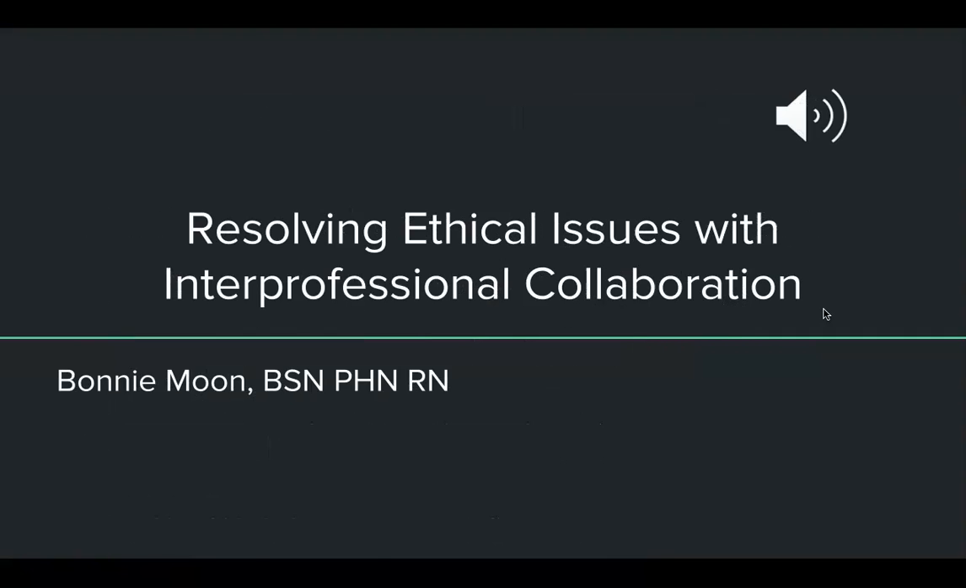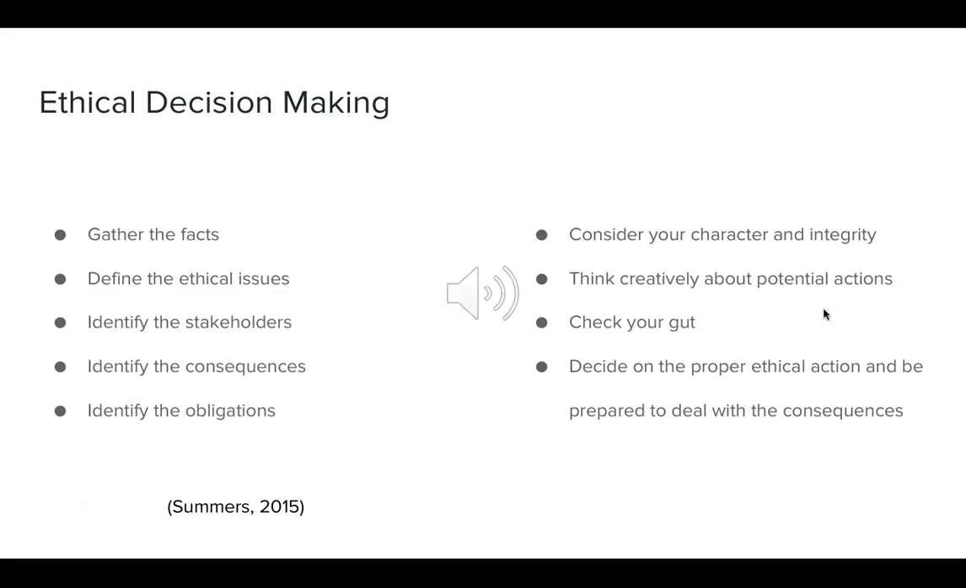Resolving Ethical Issues with Interprofessional Collaboration by Bonnie Moon. Ethical decision-making is an important process for making difficult choices in an interprofessional collaborative team, especially since personal values and ethics might differ from person to person. An ethical dilemma is more likely. There are steps to follow when an interprofessional team needs to agree on the best course of action when there is no exact right or wrong answer.